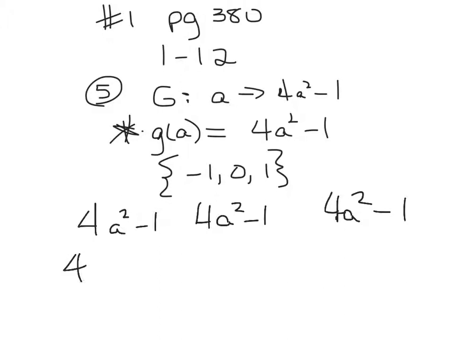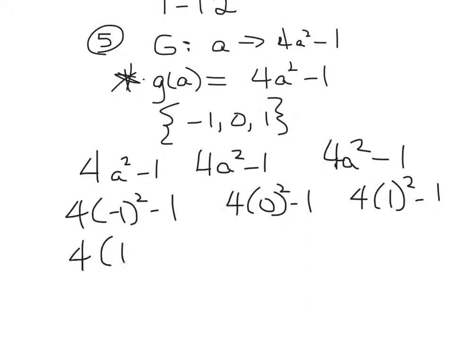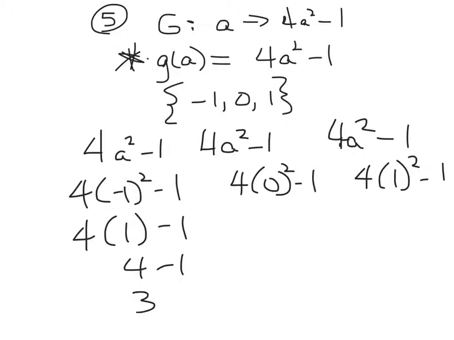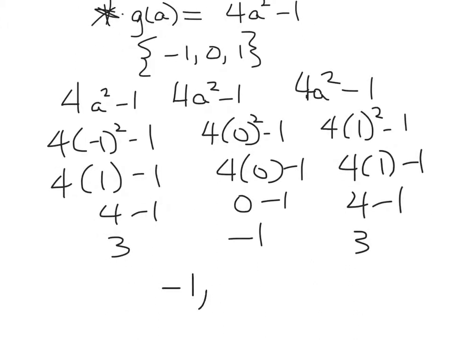So the first time I'm going to plug in -1. The second time I'm going to plug in 0. So here, when I square -1, it becomes positive. So 4 minus 1, and I get 3 for this one. And then here, 4 times 0, so that's 0 minus 1, so it's -1. And then over here, when I do it, 4 times 1 minus 1, 4 minus 1, it's 3. So my range values would be -1 and +3. You only have to list it once. So that'll be your first question on the test.